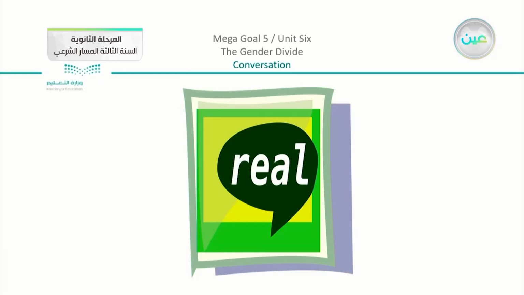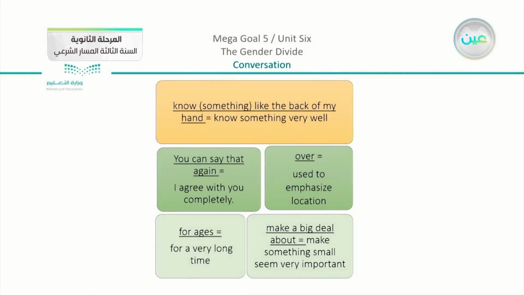Now, the most important part that we have here is basically about the real talk. Now, we have interesting phrases in the real talk. First, we have the first one. When you say that you know something like the back of your hand, or I can say the back of my hand, it means actually to know something very well. So when I say that I know something as well as the back of my hand, I have something that is very clear, or I know it very well.